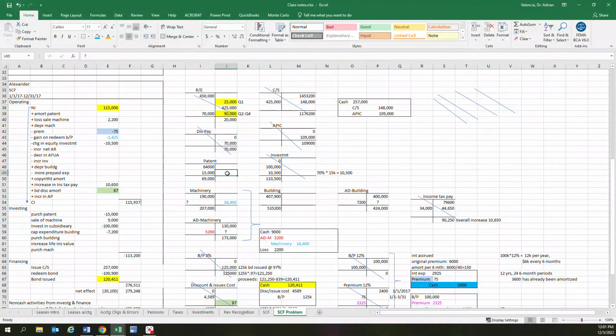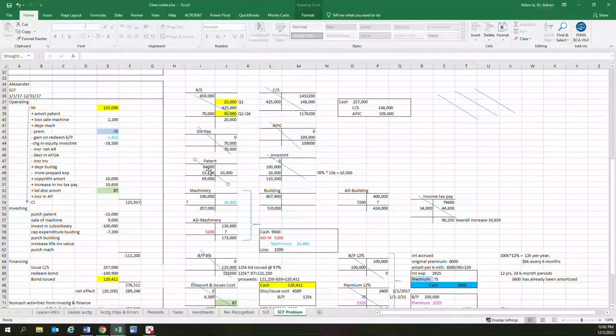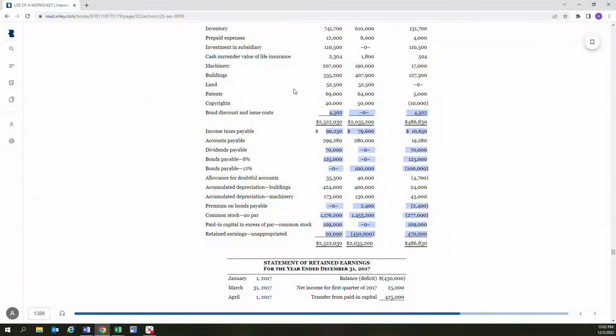So the easiest assumption here is to say that this amount, whatever makes it balance, is amortization of patents. And that's what I'm going to go with. So plus copyright amortization of $10,000. And that fully explains that account. So I'm going to highlight patent so that we know that this has been fully explained. Okay, let's see what else we got.